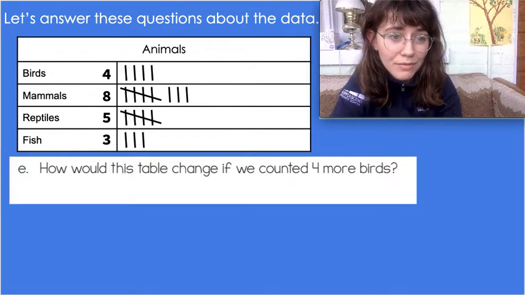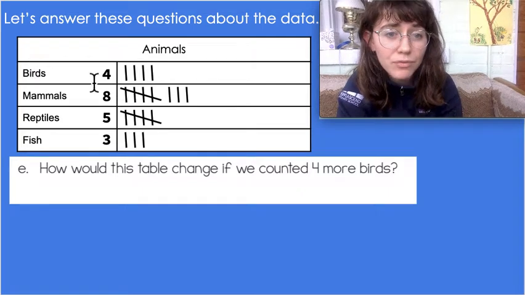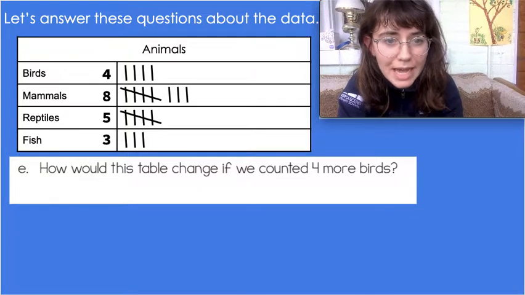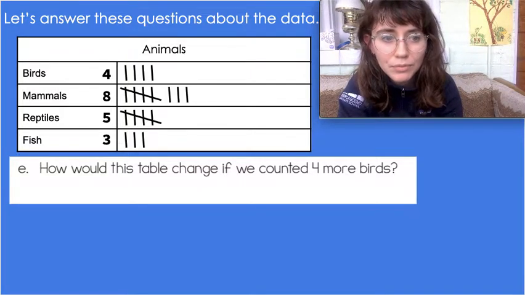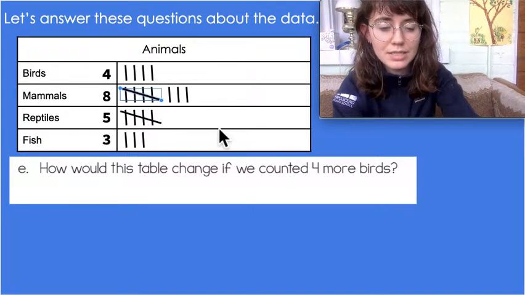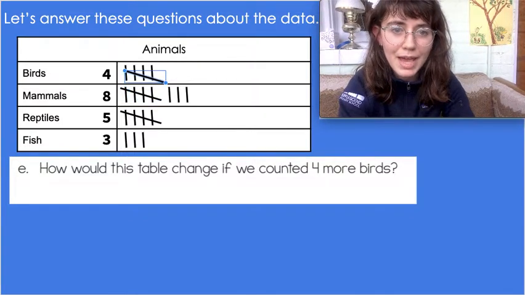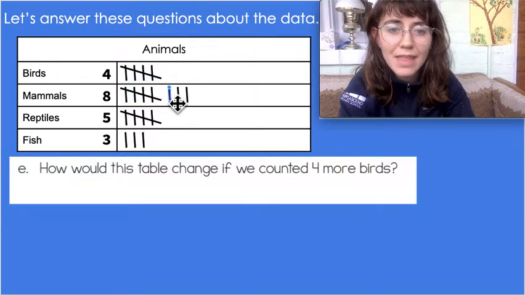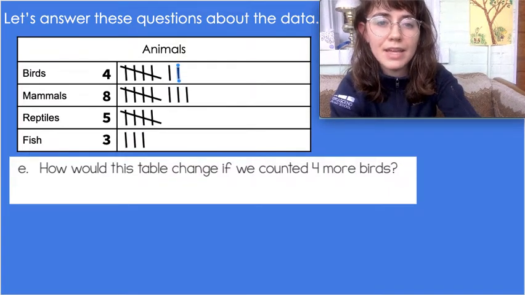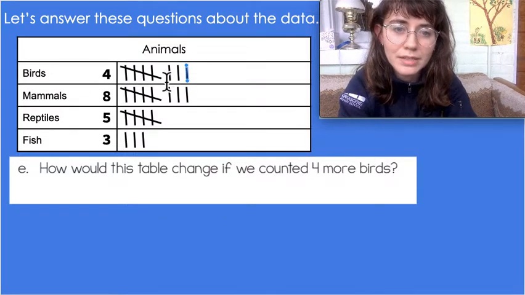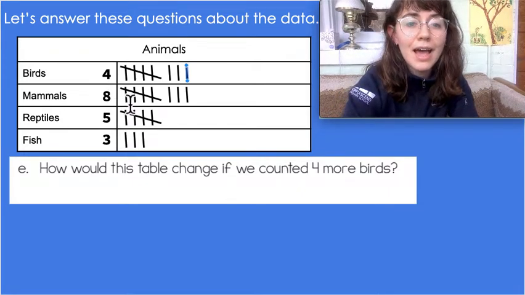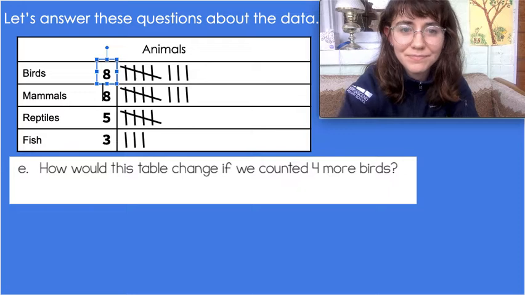Well, to figure that out, I'd have to go to my birds right here. I had 4 right here, but then this problem is asking me to put 4 more in there. So what I would do is, I guess I would do 4 more. So let's count it with me. I would have 5, and then 6, 7, 8. So that's 1, 2, 3, 4 more. So that means I would have, instead of 4 birds, I would have 8 birds.